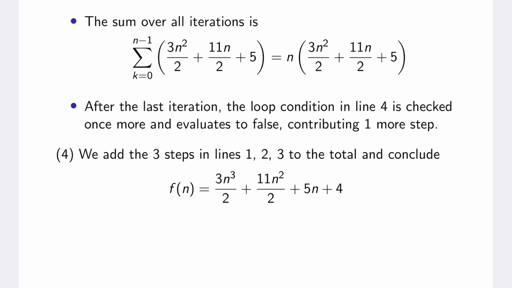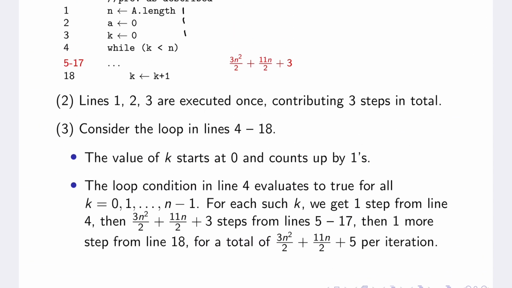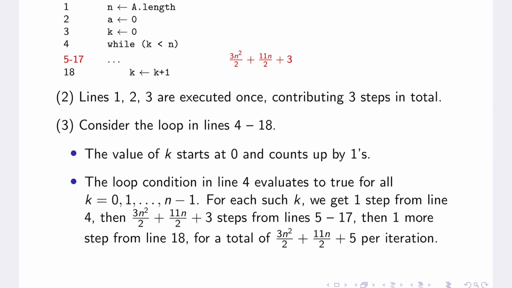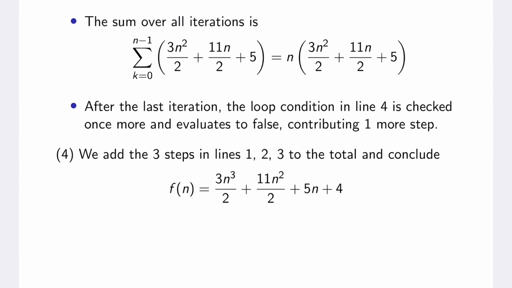We're really glad that the while loop didn't say anything like K plus equals 3. So inside of our summation is an expression representing the expression for lines 5 to 17 that we found earlier, plus a constant amount of steps for things like checking the loop condition and incrementing the loop variable. So we end up with that.